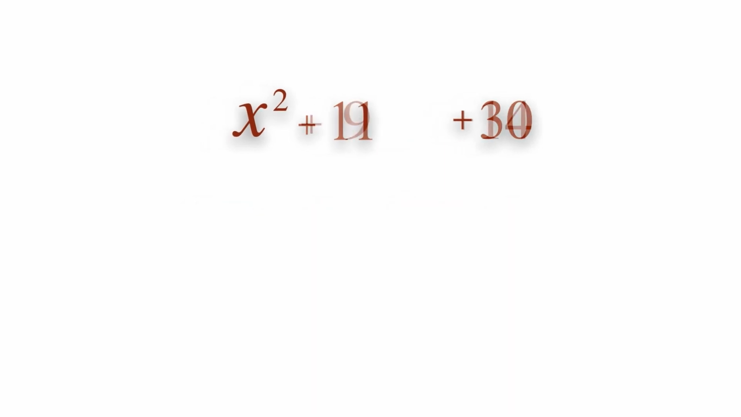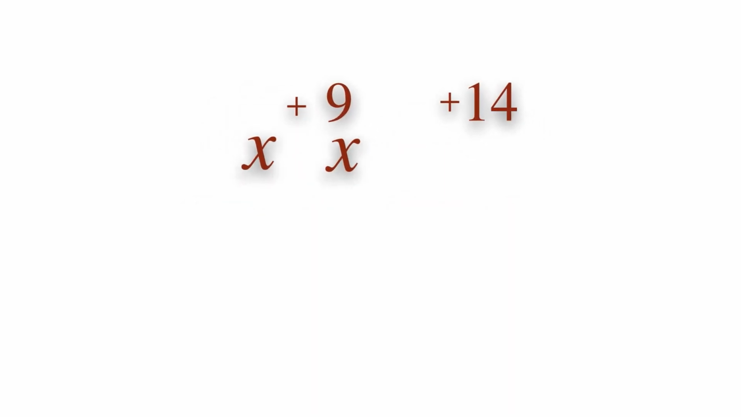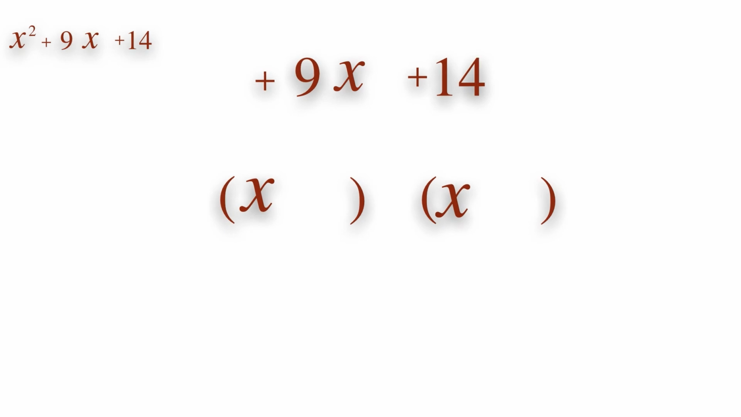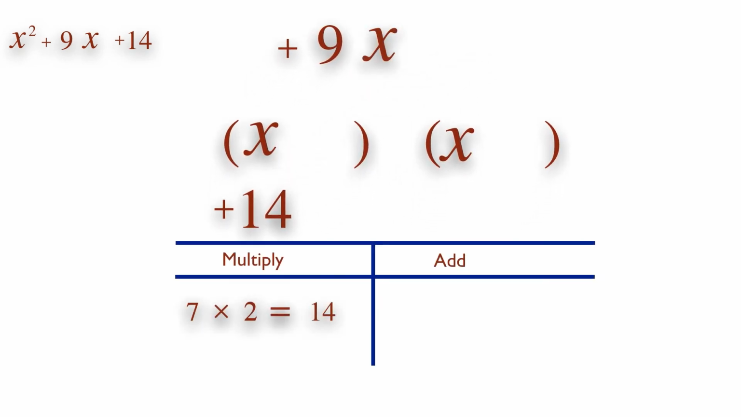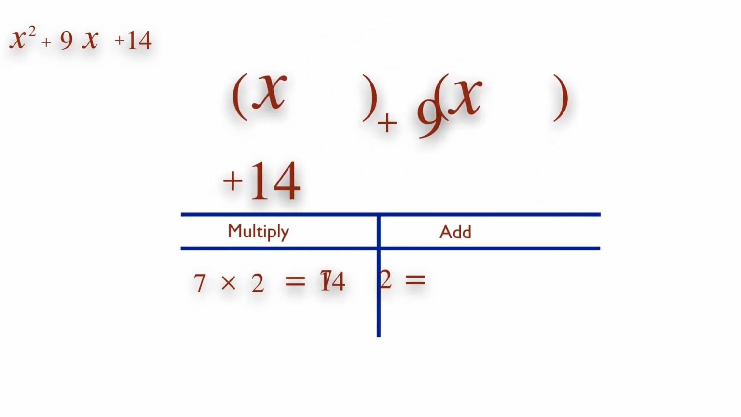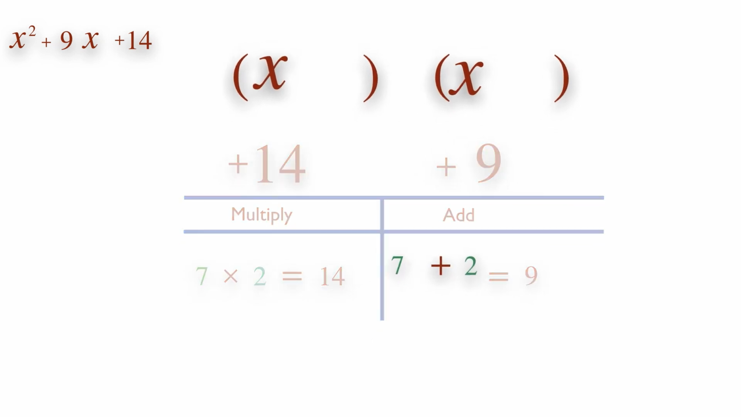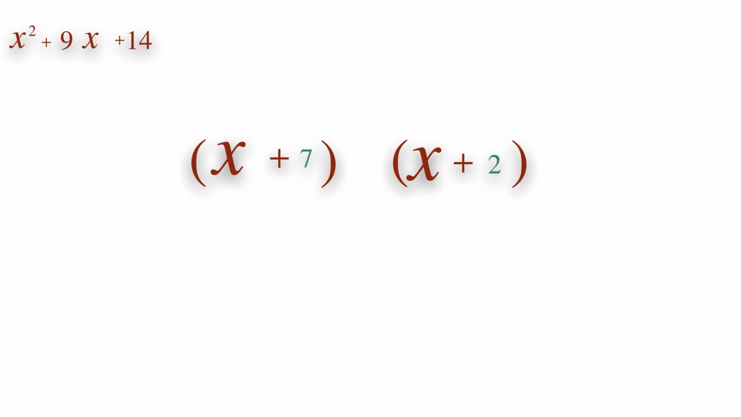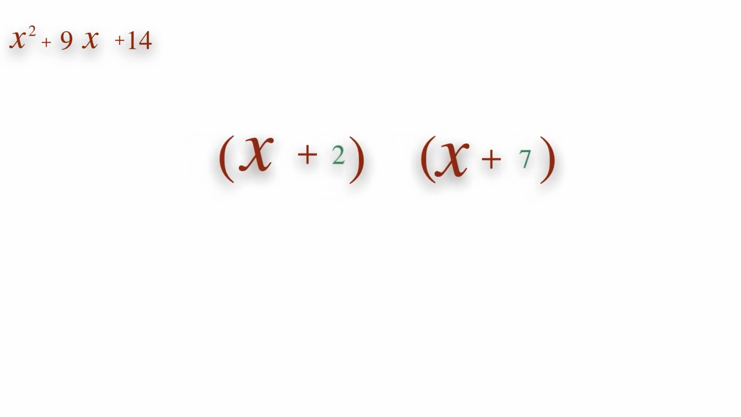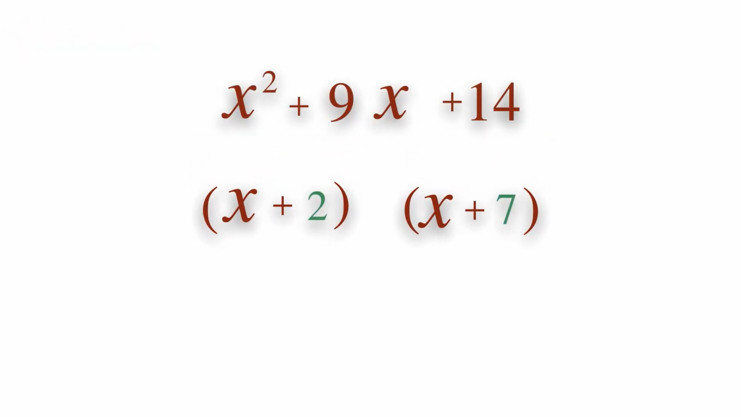Now try to factorize this expression. The two terms that multiply to give you x squared are x and x. The two factors that multiply to give plus 14 but add to give you plus 9 are 7 and 2. So put plus 7 and plus 2 into the brackets in any order you want. The full factorization is now x plus 2 and x plus 7.